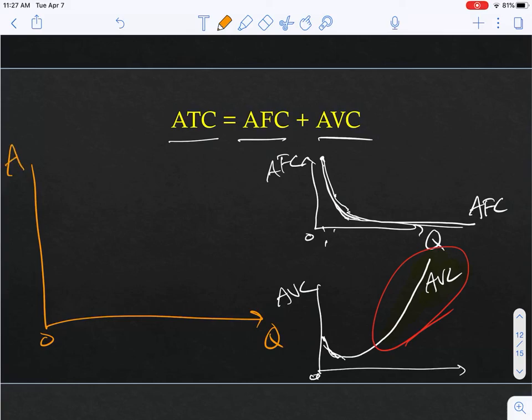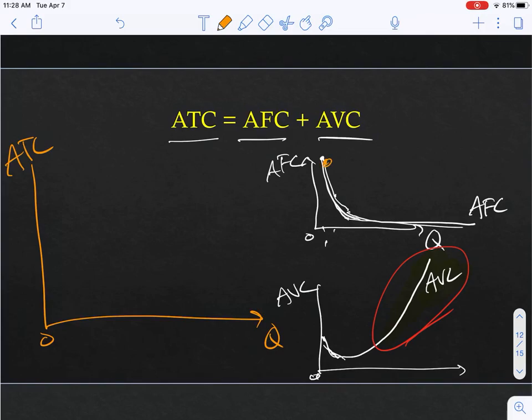What does the average total cost curve look like? Well, we know that average total cost is the sum of average fixed costs and average variable costs. Average fixed costs in the beginning are really high, but they fall quickly and become sort of inconsequential. Average variable costs start out in the middle, they drop down, but then they increase.